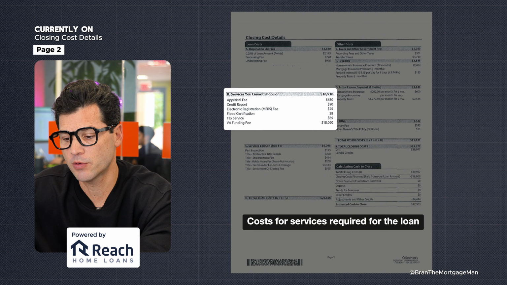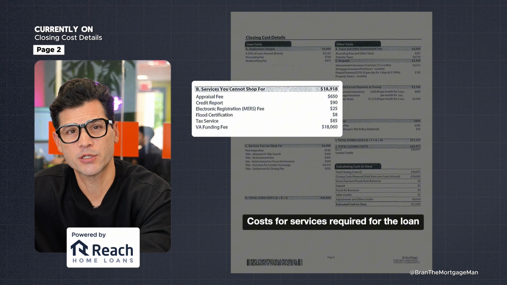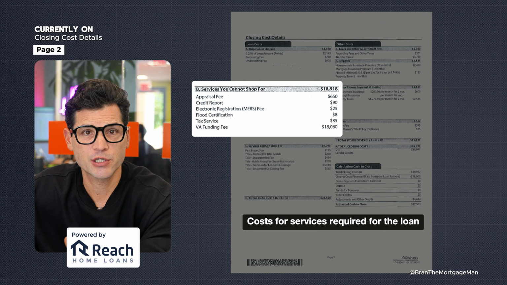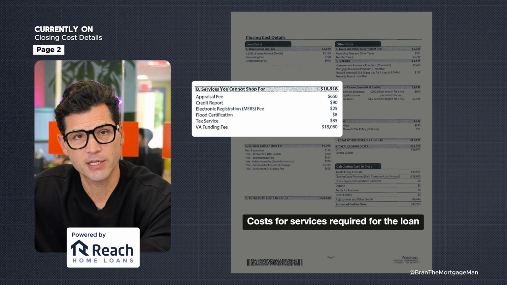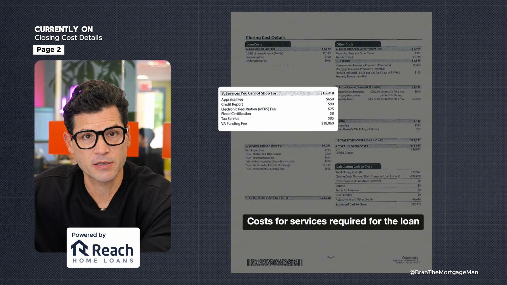Section B, services you cannot shop for. Those are services that I typically call miscellaneous third-party services. They're required for the transaction, but you're not getting to pick who's doing it, like an appraisal, the credit report that has to be ordered. In this case, there's a VA funding fee because it's a VA mortgage.